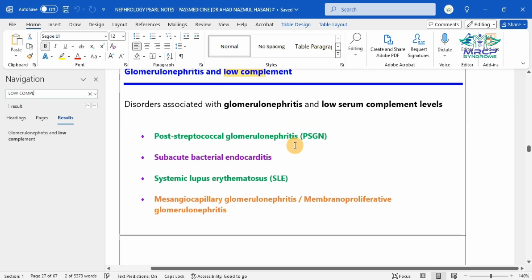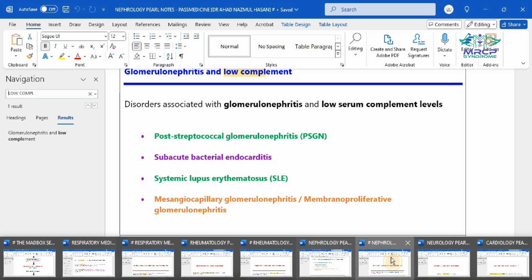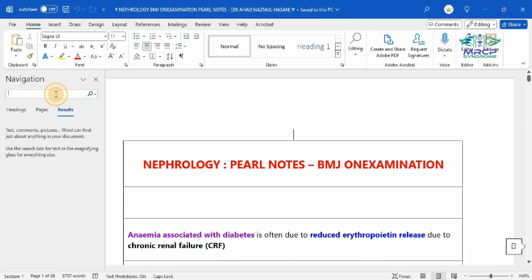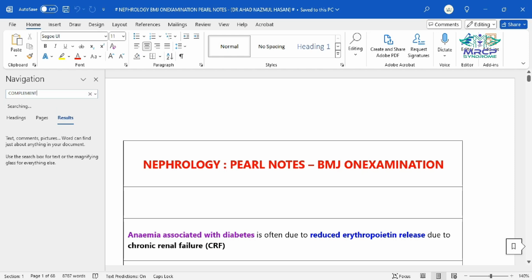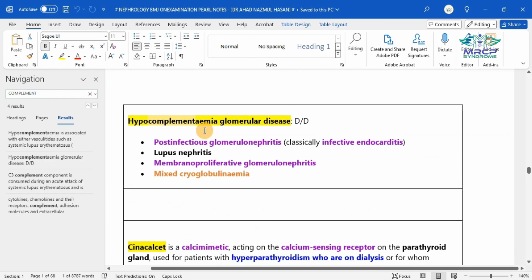So number one are the infective conditions like PSGN, post-streptococcal glomerulonephritis, or subacute bacterial endocarditis, SLE, as well as the mesangiocapillary glomerulonephritis, also known as the membranoproliferative glomerulonephritis. And in the BMJ, two others are given, complement. So post-infectious glomerulonephritis, lupus nephritis, membranoproliferative glomerulonephritis, all of them are given in the past medicine.